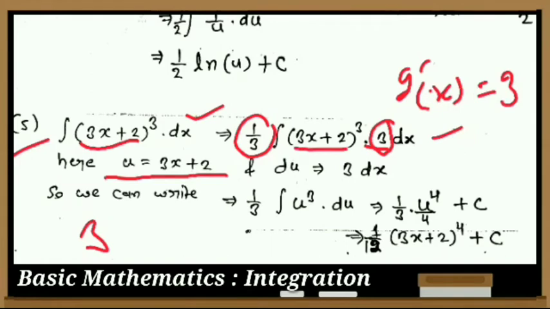We put here u equals 3x + 2. Now differentiate it, and we get du = 3 dx. So we can replace each term in the question. Now we are going to replace each term: u is replaced by 3x + 2. So we can write here 1/3 integration of u raised to the power 3 times 3 dx. We have replaced 3 dx by du.